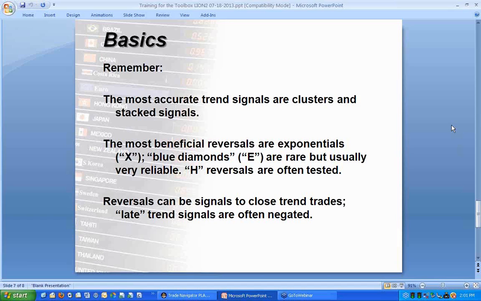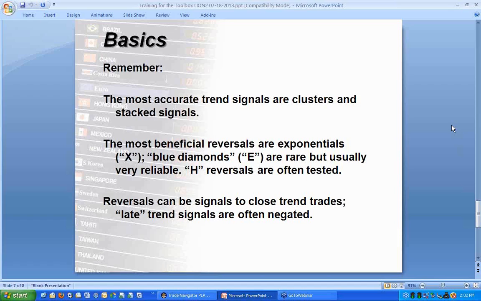You know what I mean? E reversals, which are exhaustion reversals, are called blue diamonds on the Trade Navigator. Those are rare. You don't see those very often. In one market, like in a 60-minute time frame, you might get 3 or 4 of them in a year. But when they show up, they're like 90% accurate.